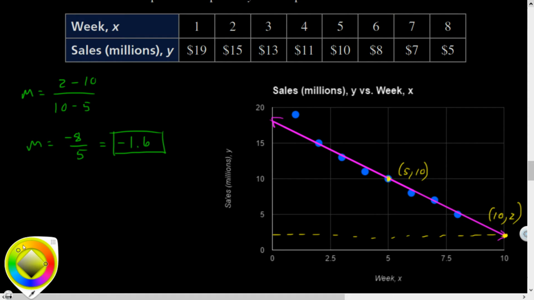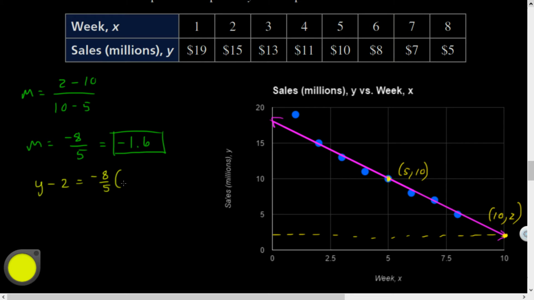And now let's plug this into point-slope form. So I'll do y minus, actually, these are perfect. I might even use the fraction for this slope. Both of these points would work well. I'll use 10, 2. So y minus 2 equals negative 8/5 times parentheses x minus 10. And I'll convert this to slope-intercept form.